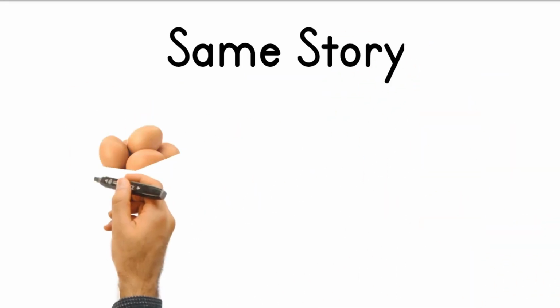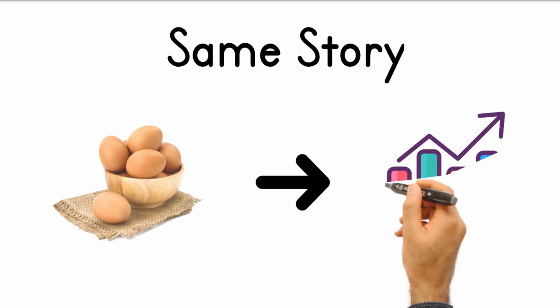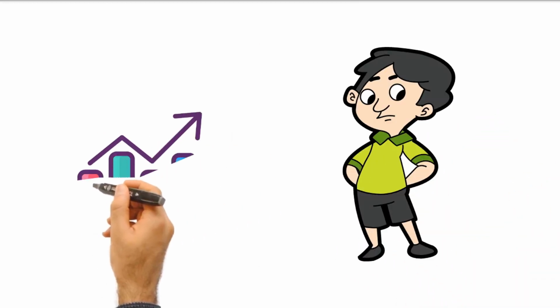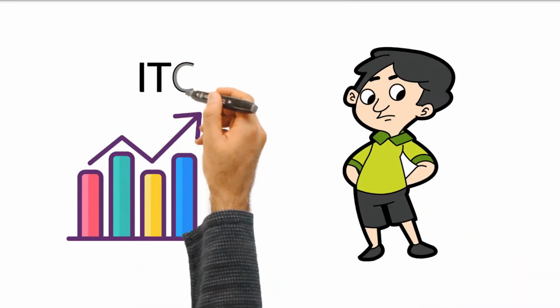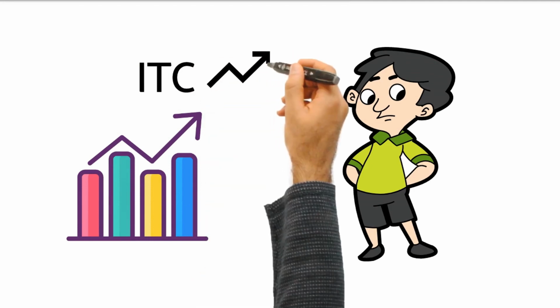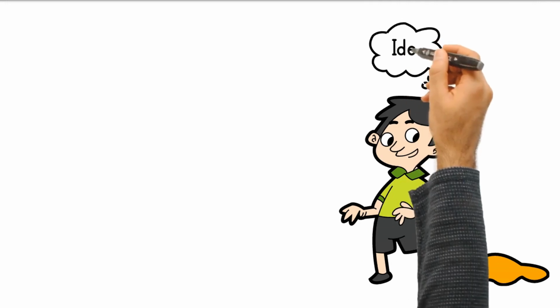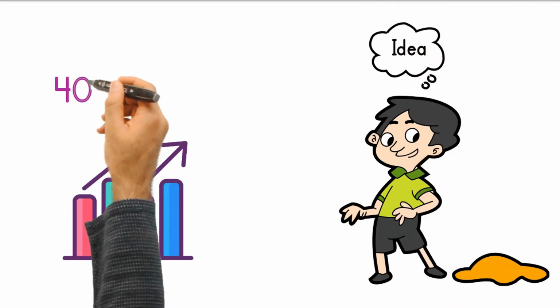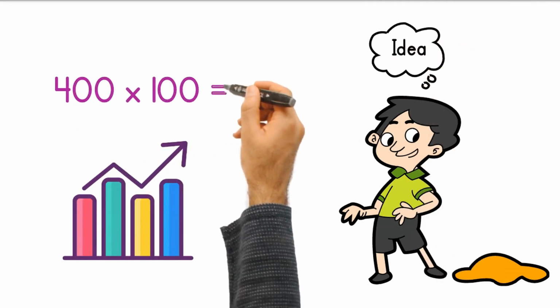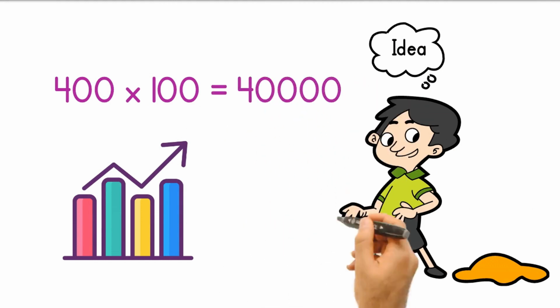In the same story, replace the eggs with stocks. There is a person named Ram. He got information about the price of one stock. Let's say ITC stock price is going to increase in a few days. Suddenly, he got an idea. He checked the stock price and it's 400 rupees. He purchased 100 shares for a total of 40,000 rupees.